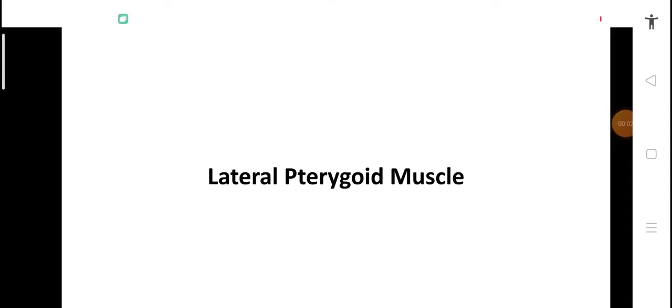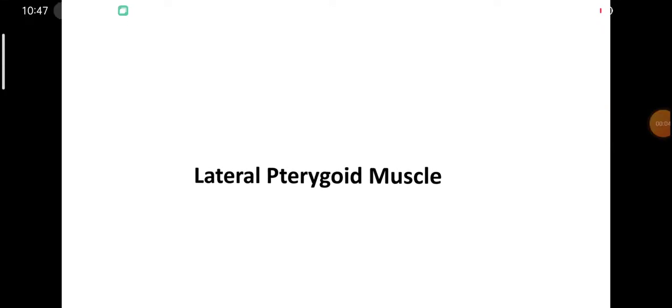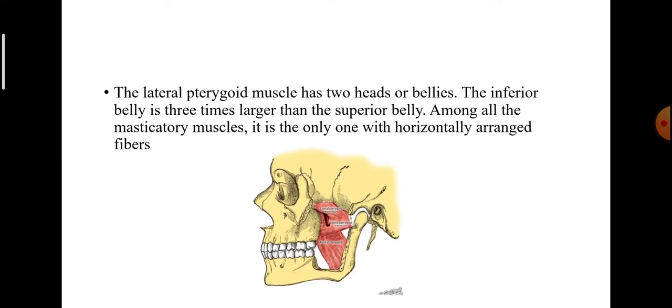Lateral pterygoid muscle. The lateral pterygoid muscle has two heads or bellies. The inferior belly is 3 times larger than the superior belly, and among all the masticatory muscles, it is the only one with horizontally arranged fibers, the lateral pterygoid muscle.